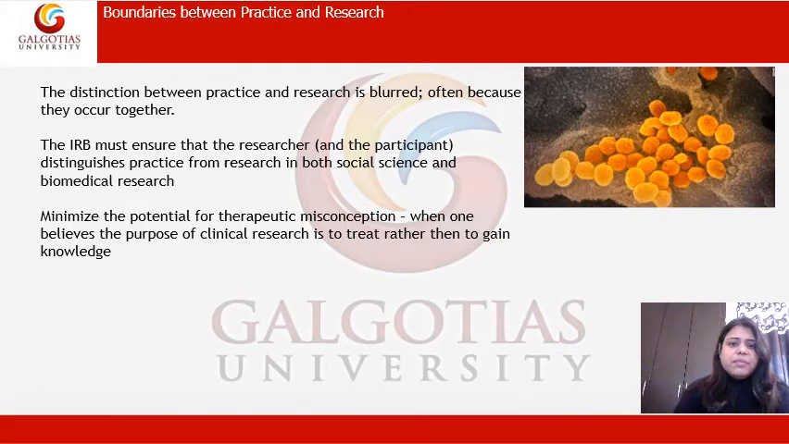Boundaries between practice and research. The distinction between practice and research is blurred, often because they occur together. The IRB must ensure that the researcher and the participant distinguish practice from research in both social science and biomedical research. This minimizes the potential for therapeutic misconception. The purpose of clinical practice is to treat rather than to gain knowledge.